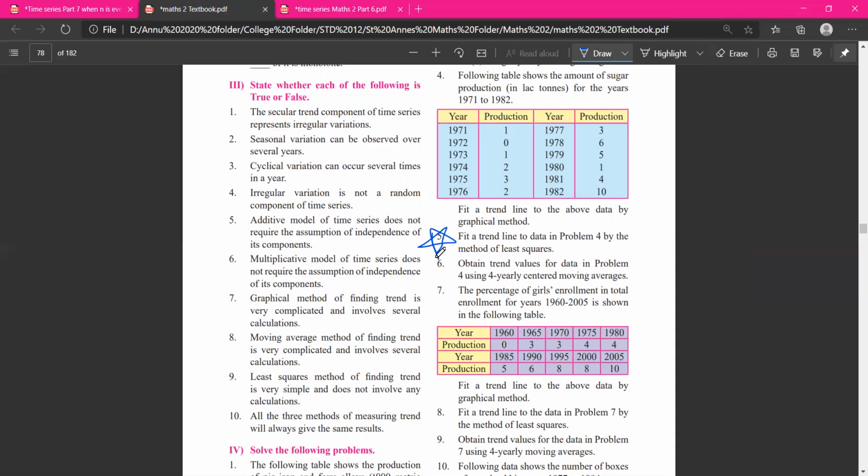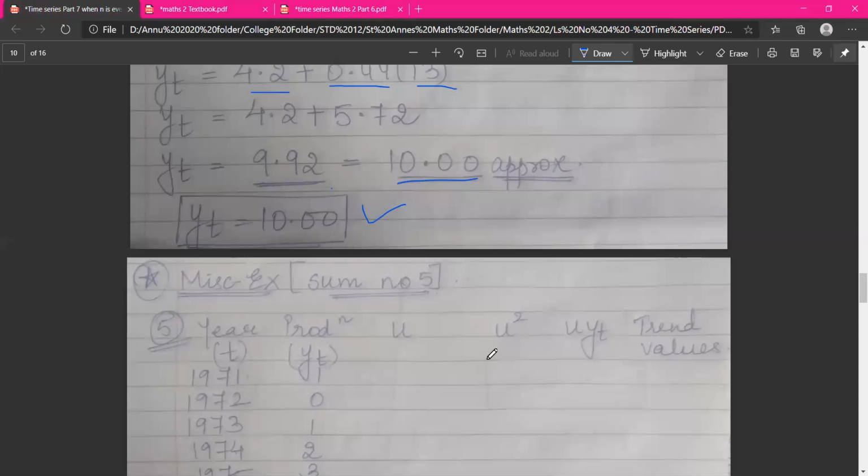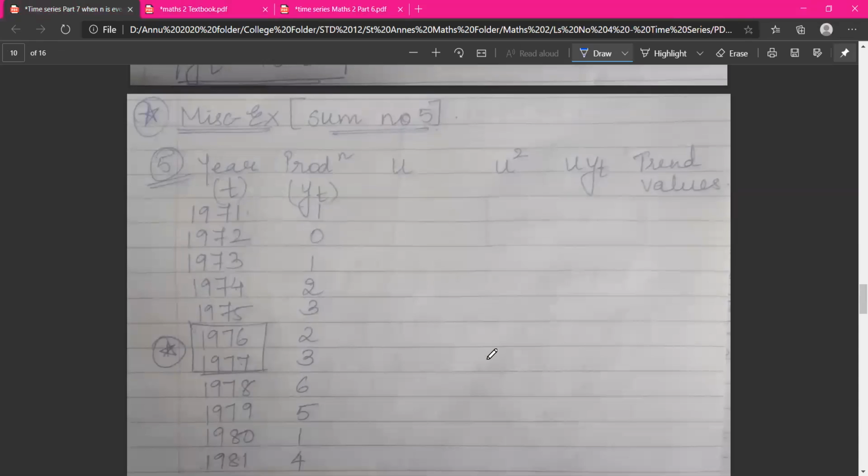Find a trend line of data in problem 4 by the method of least squares. आगे उन्होंने आपको कुछ नहीं बोला है. Normally you have to just make the table and stop. आगे का prediction या estimation they have not asked you. Now, as you can see in sum number 4, 6 values are given here, 6 values are given here. So total I'm having 12 values. So 12 is an even number.